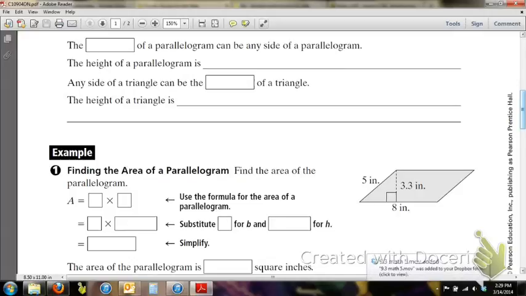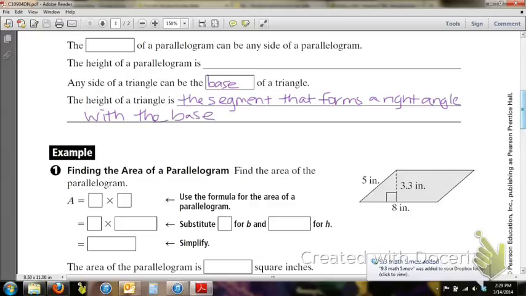Okay, so just like a parallelogram, any side of a triangle can be the base, but the height of the triangle is the segment that forms a right angle with the base. Okay, so again, height can change. Base has to be one of the sides, but the height can be inside or outside.